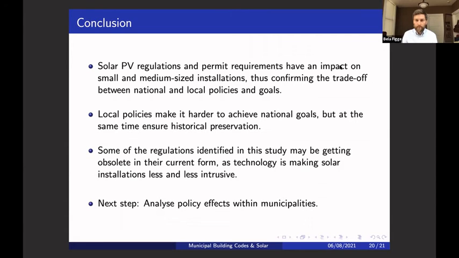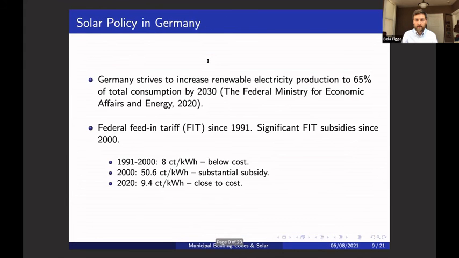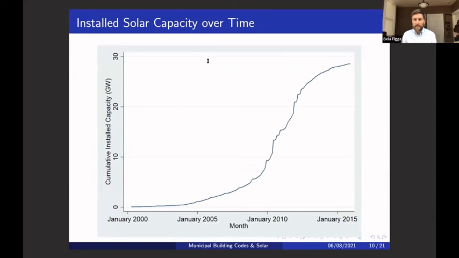Well, of course, overall it's increasing, right? If we look at this graph, we're just saying that in municipalities that have these policies, like permit requirements, it's increasing at a slower rate. That's really what we're saying, and that we should think about the trade-off here: is it worthwhile to restrict solar at a municipal level, or should we, in the interest of mitigating climate change, make it easier for people to install solar panels?